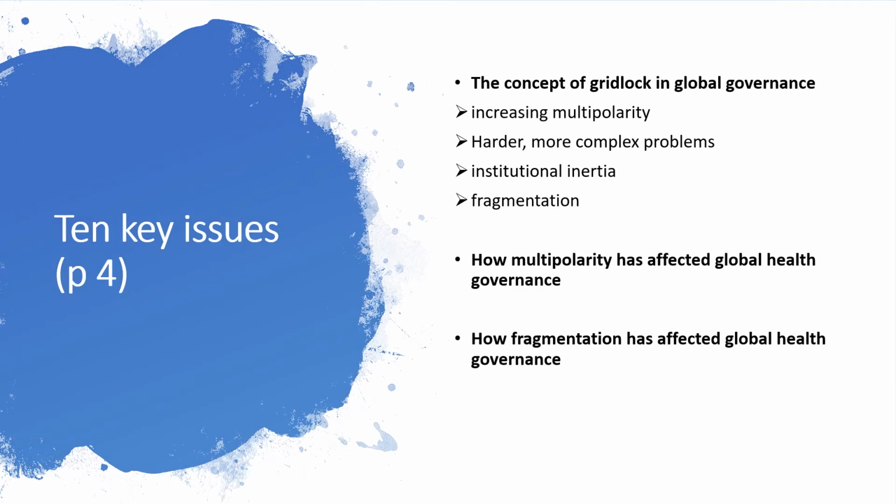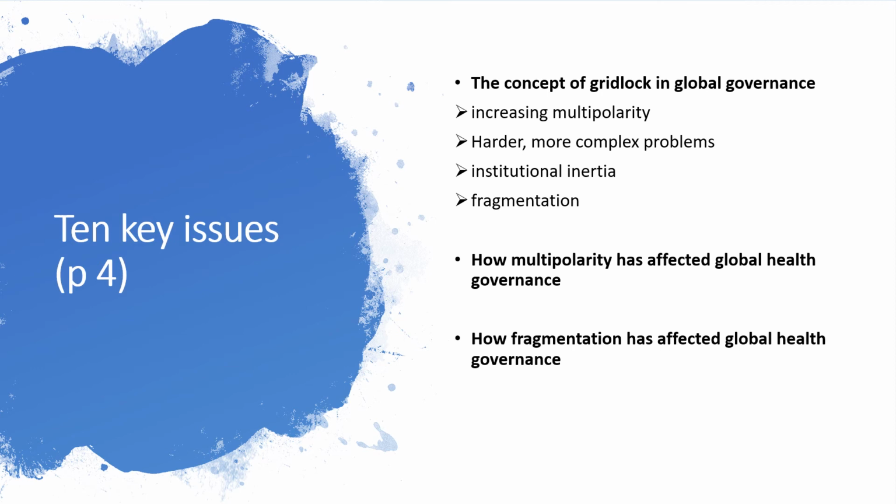The article on gridlock talks about the concept of gridlock that goes across global governance. It's not just for global health governance. His point is that this gridlock theory that has pointed out why global governance overall has not improved is really contradicted by what we see in the global health governance sphere.